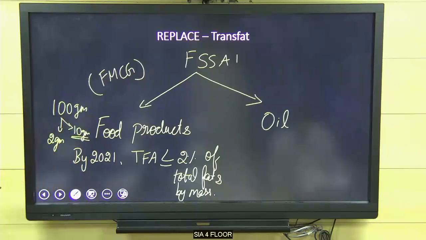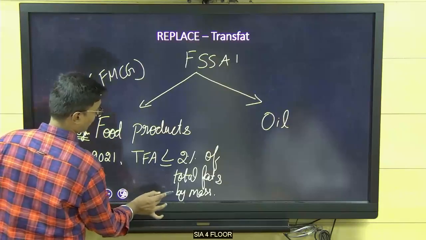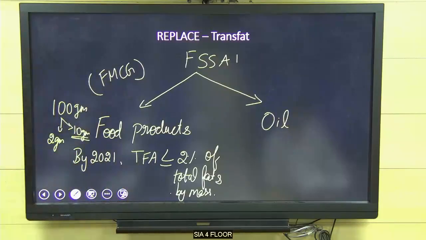That is the regulation they have given by 2021. Trans fatty acids should be less than or equal to 2% of total fats by mass, not the total food product mass itself. Out of the total fats present, it should be less than 2%. This is the trans fatty acid regulation for food products.